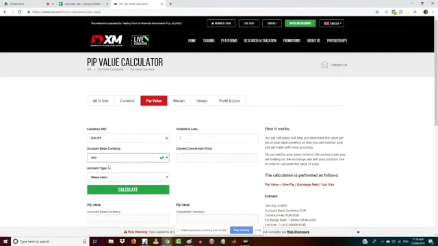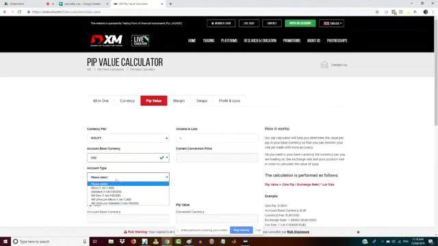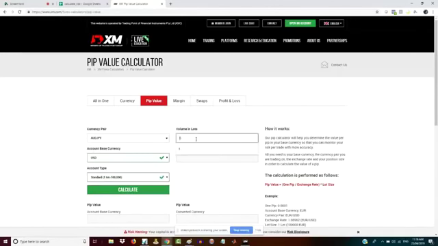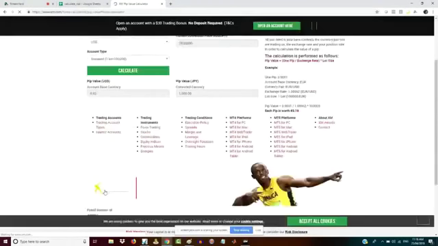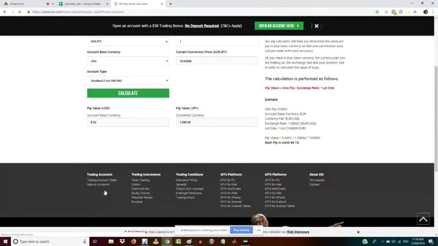And let's say that I've just got a standard account, which I do, and I'm interested in finding out what one lot is. So what I've done is I've just Googled pip calculator, and I've landed on the XM broker one here. It's going to tell me how much a pip is for a standard lot. It's typically $10, and it's $8.92 at the moment. So $8.92 for a $100,000 lot.